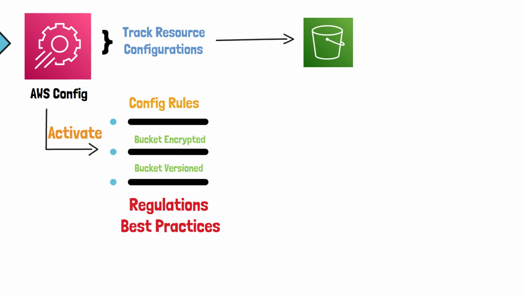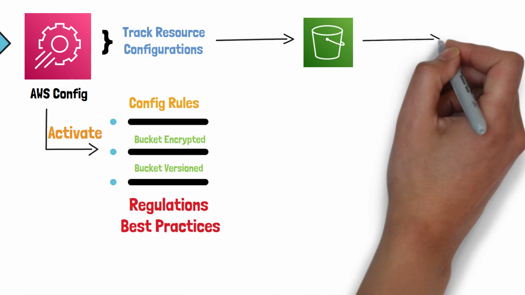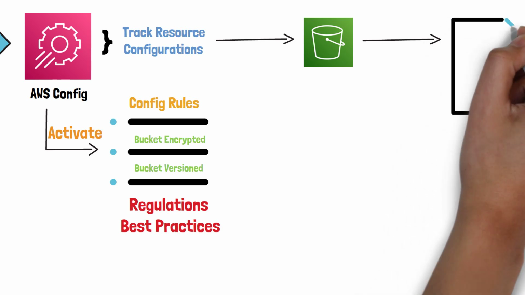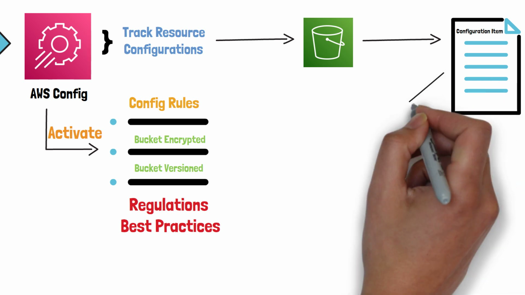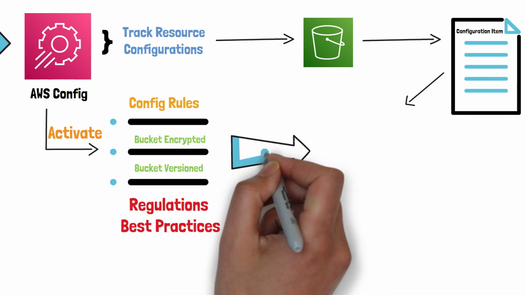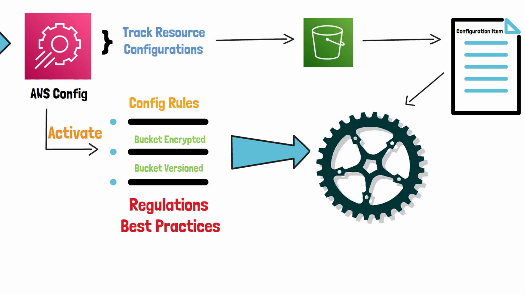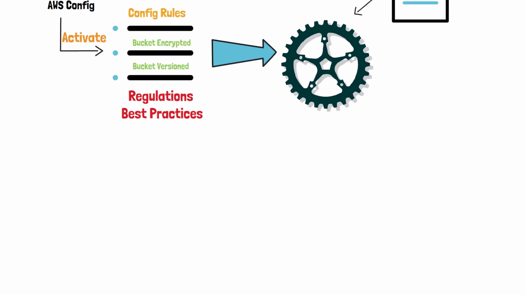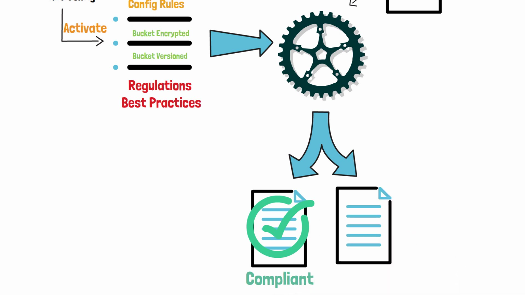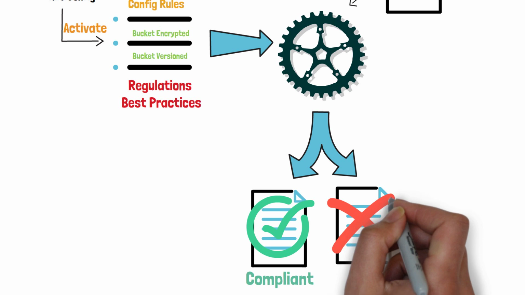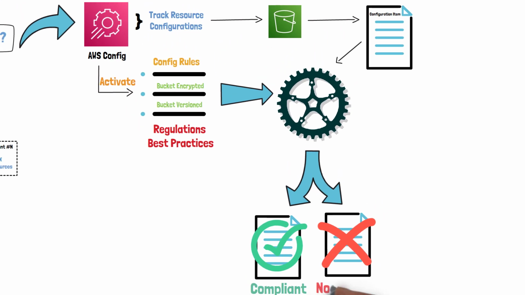When you create and activate config rules for a resource, AWS Config will compare the details collected in that resource's latest configuration item to the desired conditions specified in that rule. If the resource configuration complies with the prescribed rule, the resource is marked as compliant. However, if the resource configuration violates the desired rule, the resource is marked as non-compliant.